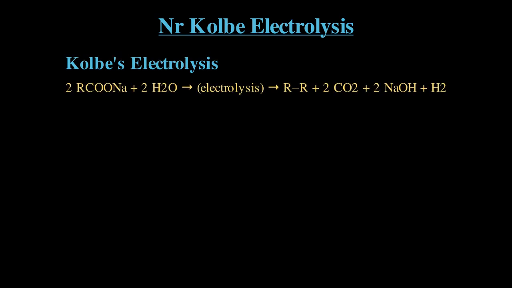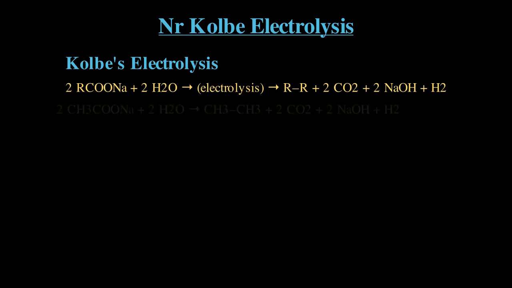Alright, let's move on to our second method for making alkanes, Kolbe's electrolysis. This one is quite unique because, as the name suggests, it uses electricity. The basic idea is the electrolysis of a sodium or potassium salt of a carboxylic acid in an aqueous solution. This process generates an alkane at the anode. Let's look at the overall equation.